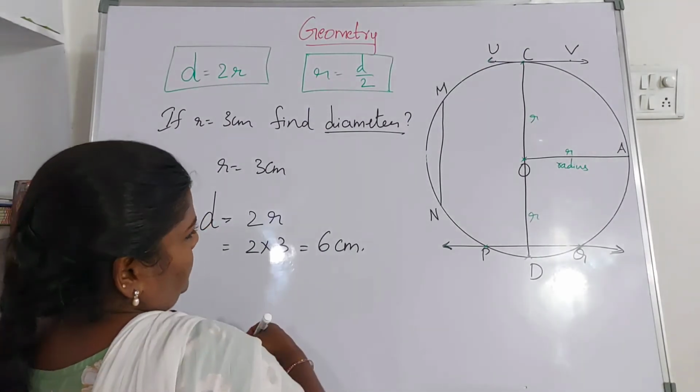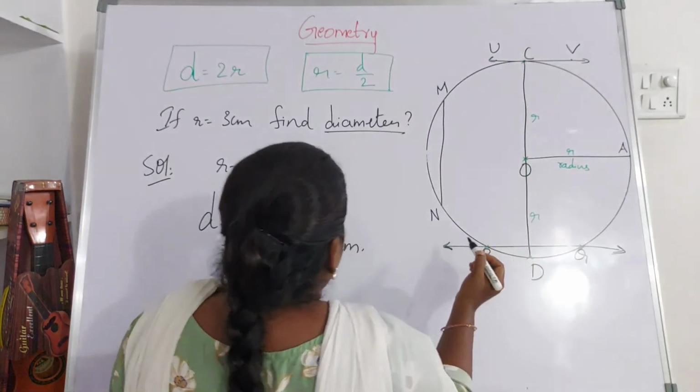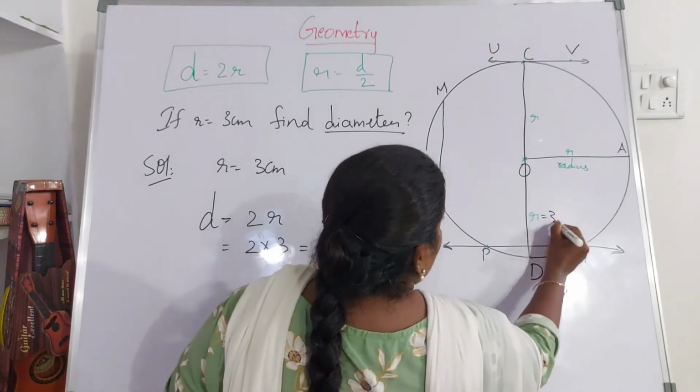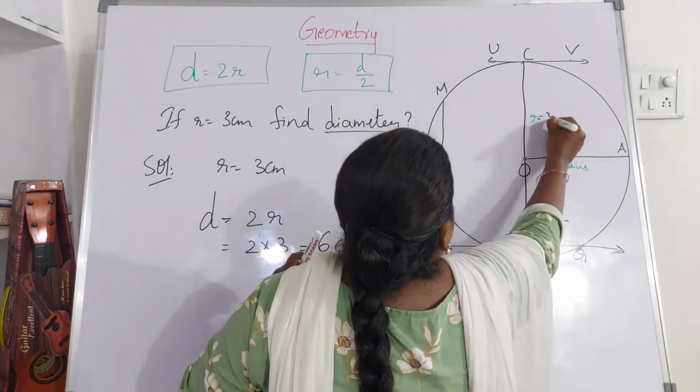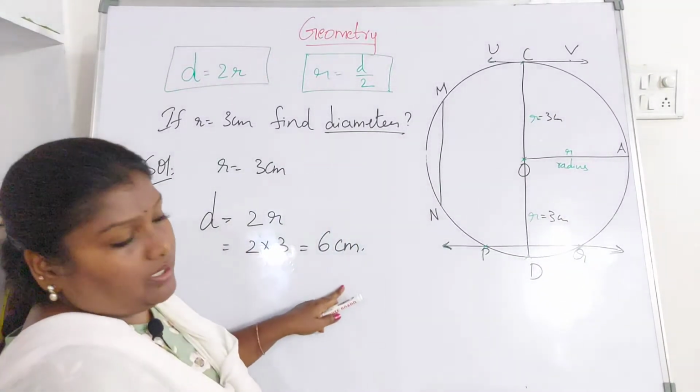Now you can see here, when we add 2 R's, we will get diameter. If R is 3 centimeter, R is 3 centimeter, so 3 plus 3 is 6. So diameter is 6 centimeter.